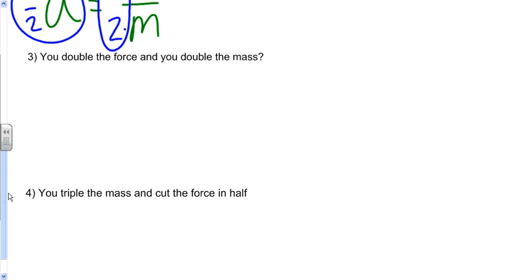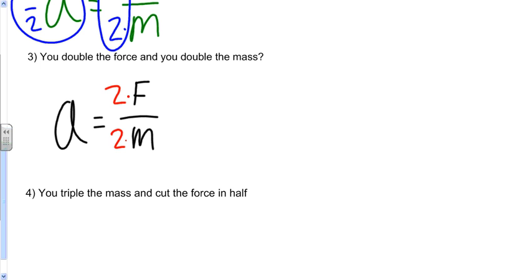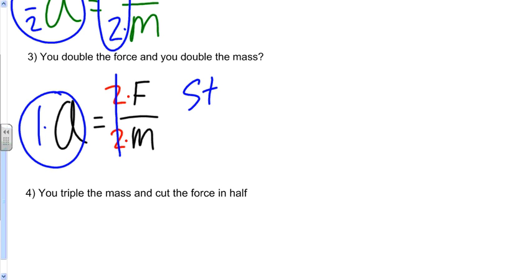Next, we're going to double the force and we're going to double the mass. So this time I'm going to write, again, a equals force divided by mass. And on this occasion, the force gets doubled and the mass gets doubled. And as you can tell, those two cancel out. And what happens here is the acceleration stays exactly the same, when you double the force and when you double the mass.